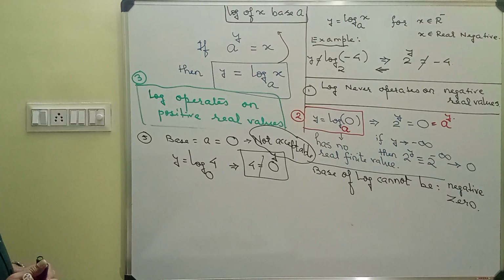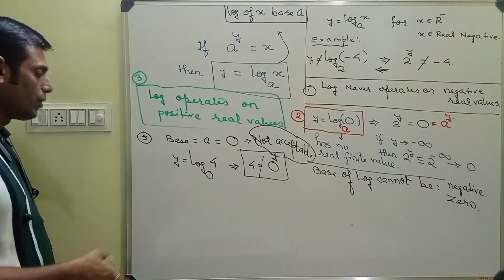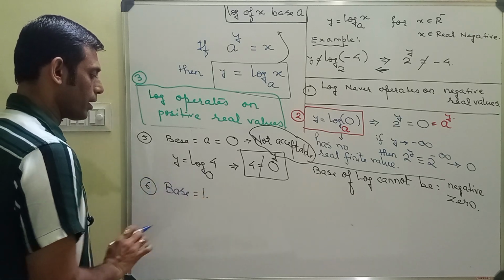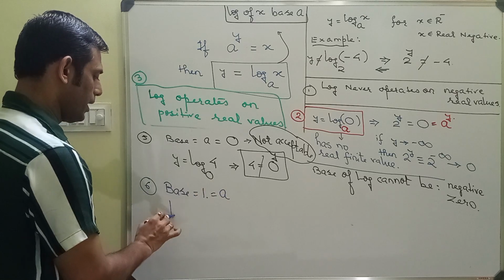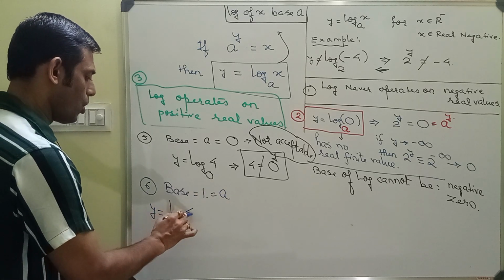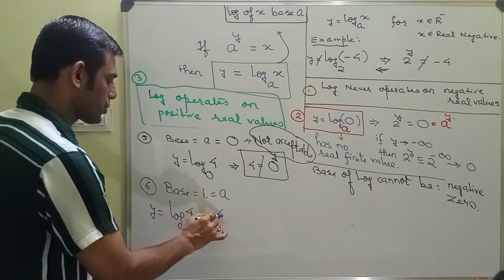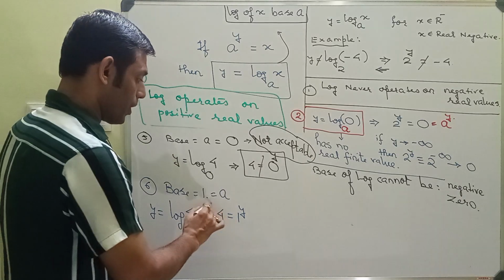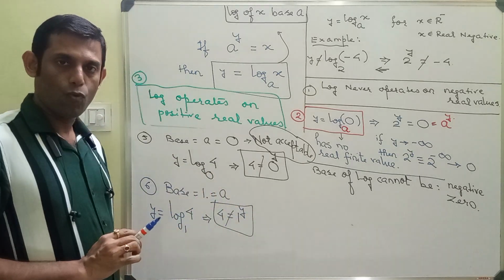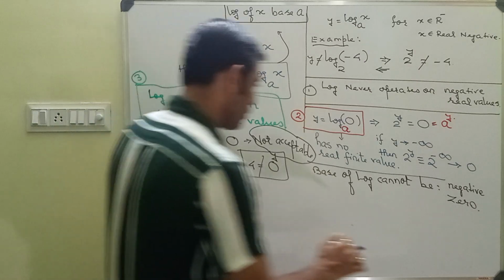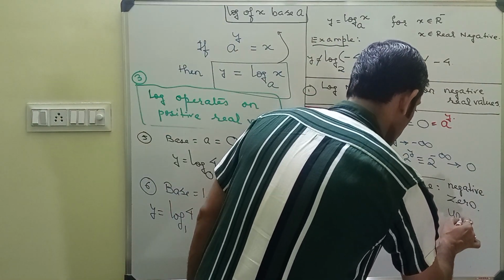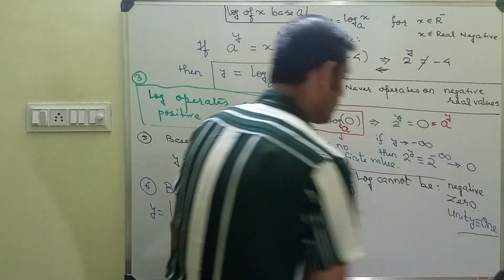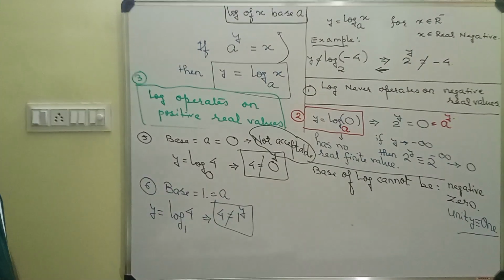And then a last trial on base of log equal to 1. Can base be equal to 1? Think on this. A equal to 1. And let's try y is equal to log 4 base 1. That makes 4 equal to 1 power y. That's not happening, man. No way. And therefore, base of log cannot be unity. And unity means 1. Base of log cannot be unity, cannot be 1, cannot be 0, cannot be negative.